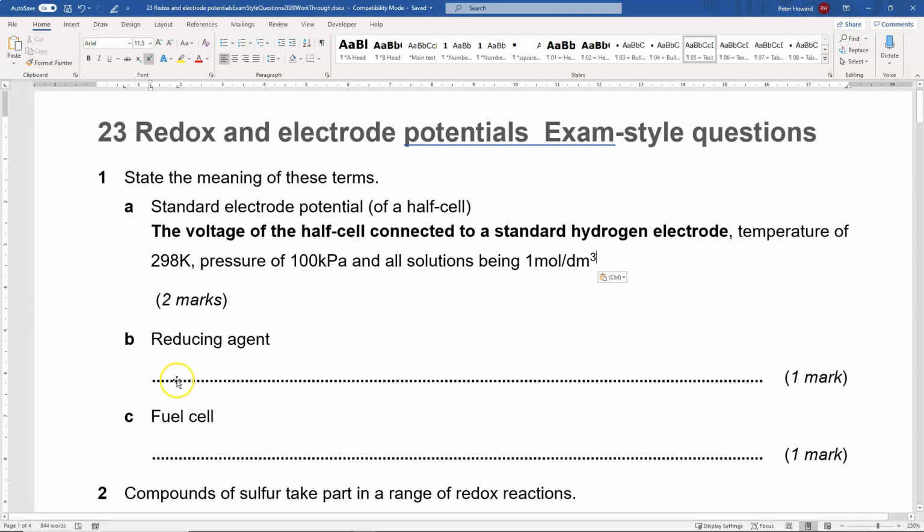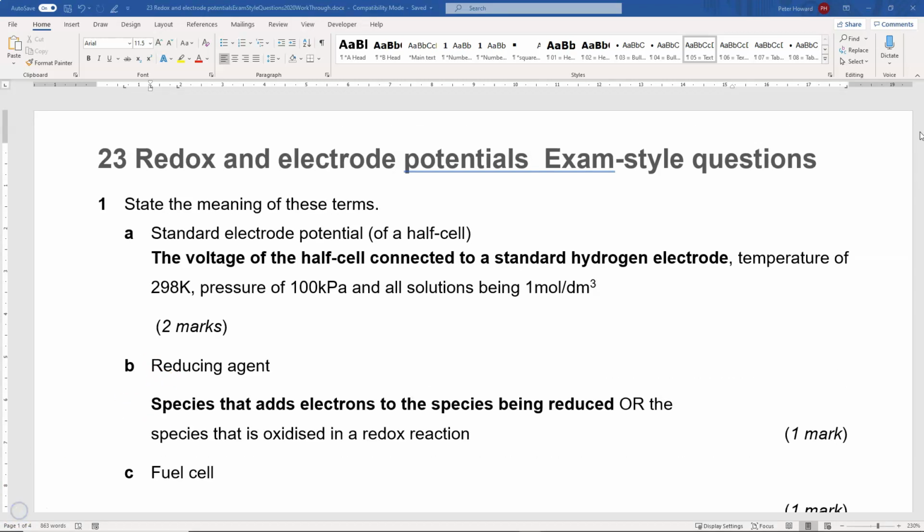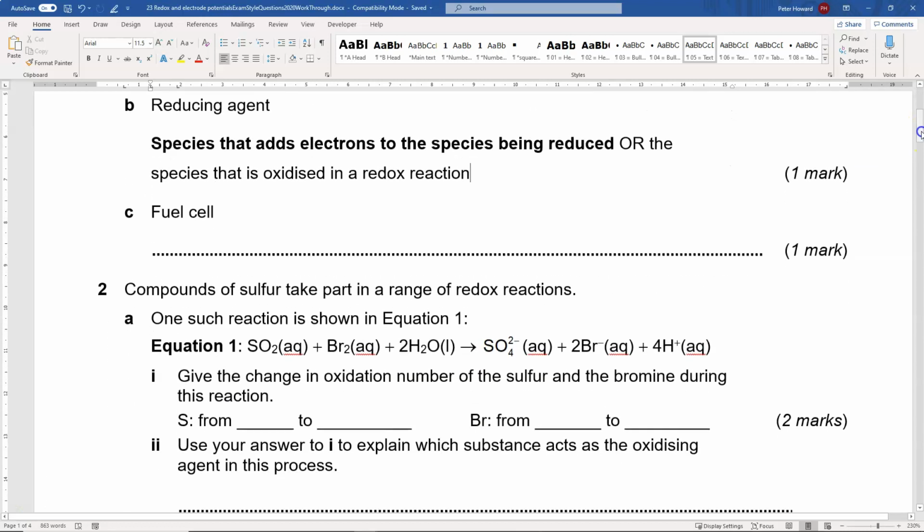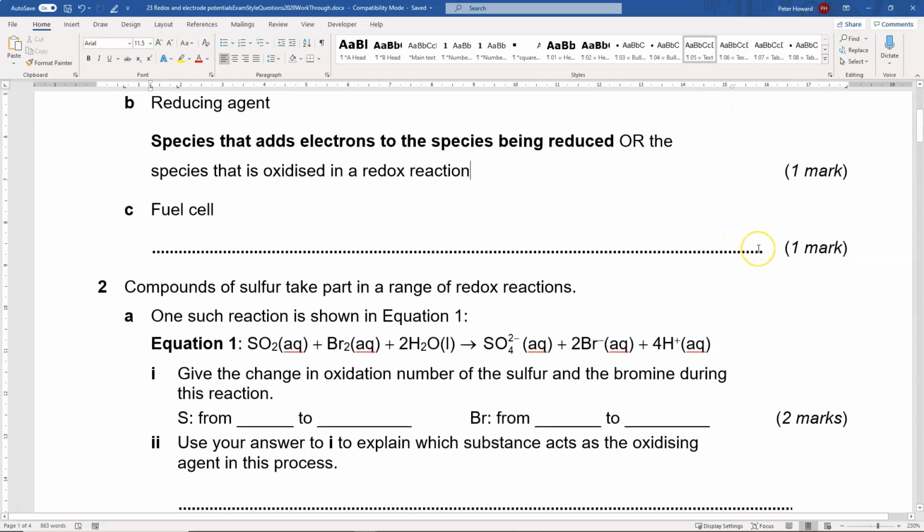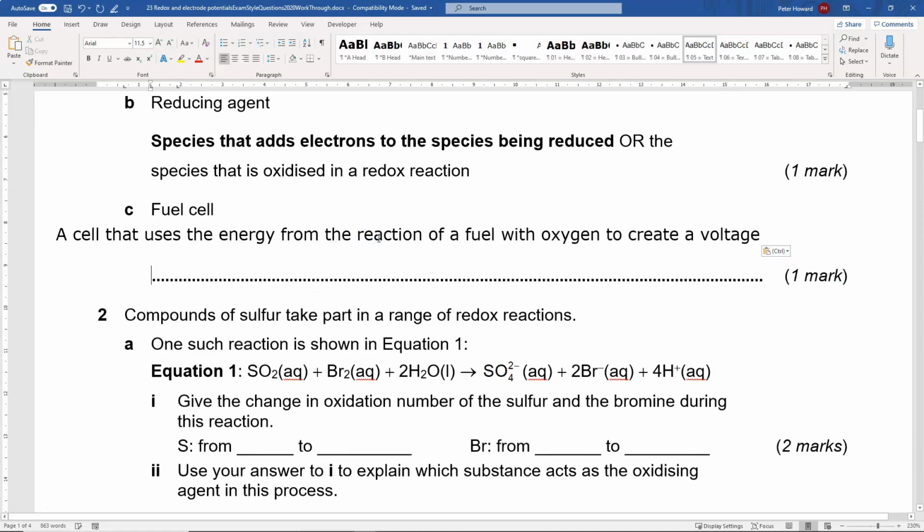The second question is, what is a reducing agent? A reducing agent is something which is going to add electrons to whatever's being reduced, or the alternative definition is a species which is oxidized in a redox reaction. Next thing is, what is a fuel cell? A fuel cell is a cell which uses the energy from a reaction of a fuel with oxygen to create voltage.